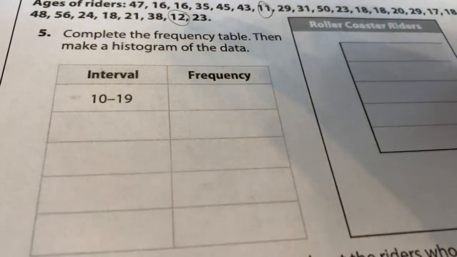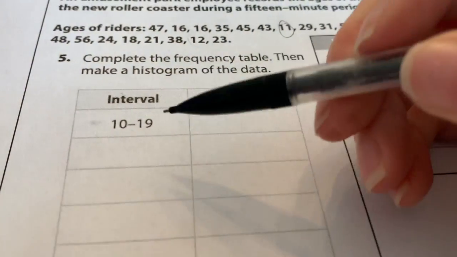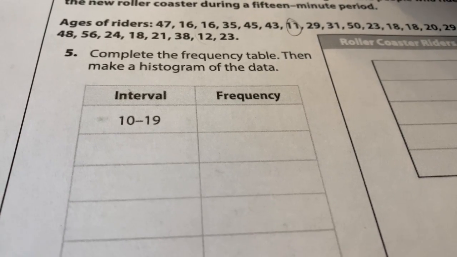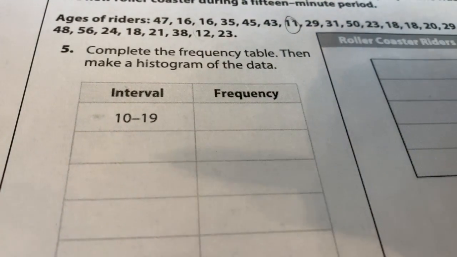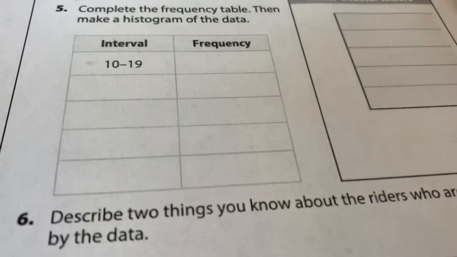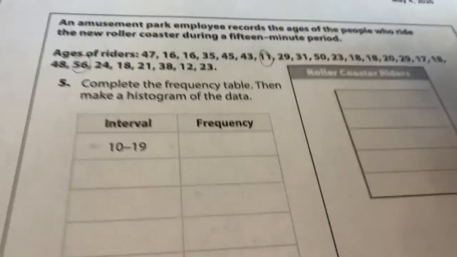11, sorry. Nobody's younger than 11, right? So you're probably not going to start your interval at 11. So we're starting at 10. And you can see that your highest number here is 56, I think. So we should probably be going up by tens here, because that's a really, really big range from 10 to 56.